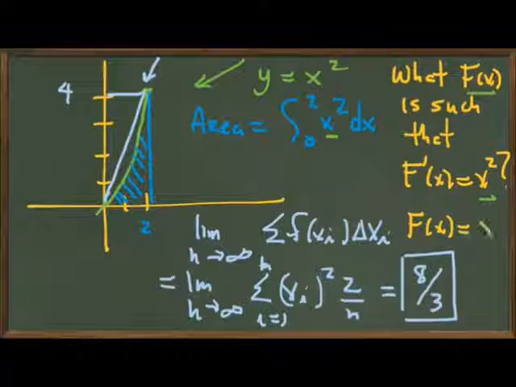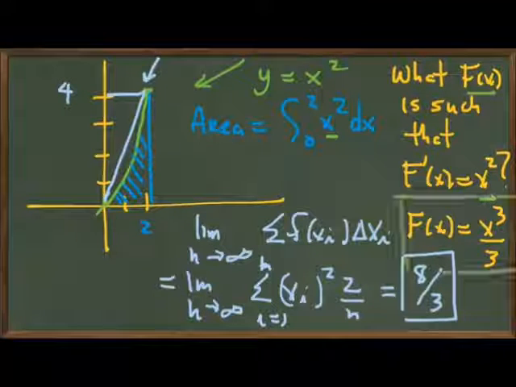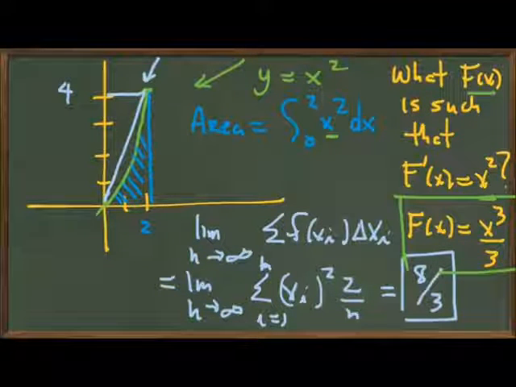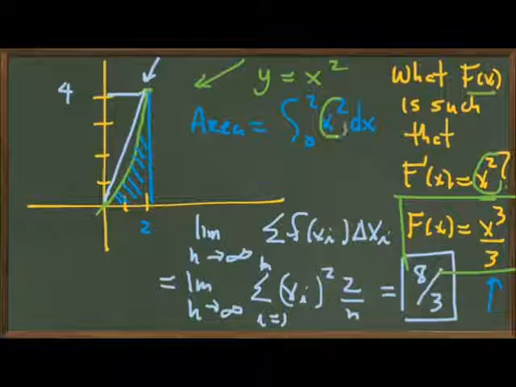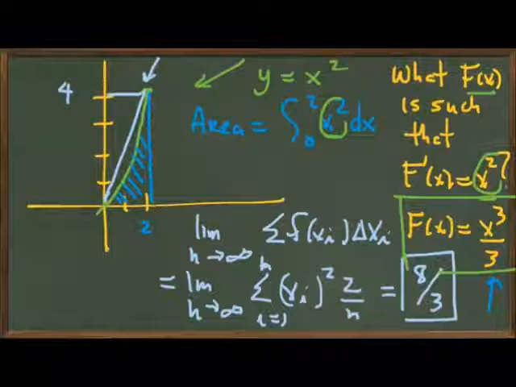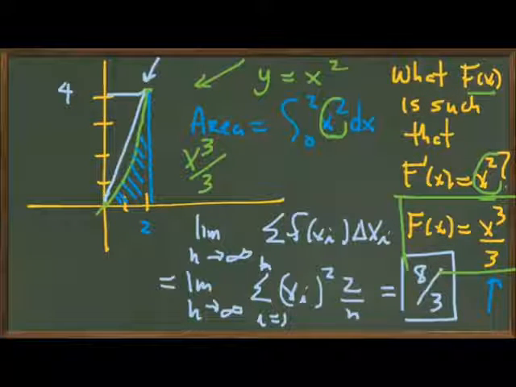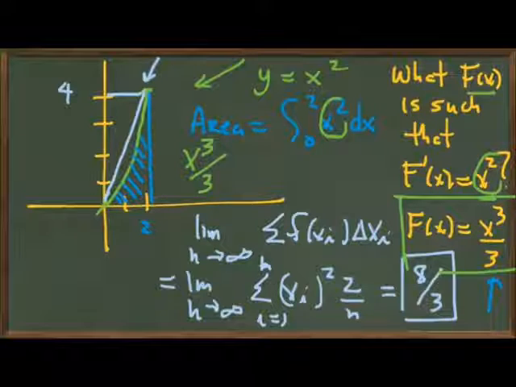x cubed over 3, because if we apply the power rule to x cubed over 3 and differentiate it, we bring the power down, that cancels the 3 in the denominator, we reduce the power from 3 to 2, and that gives us the x squared that we want, the x squared under the integral sign. So the result of this antiderivative should be x cubed over 3, and we first plug in 2, and then we plug in 0.